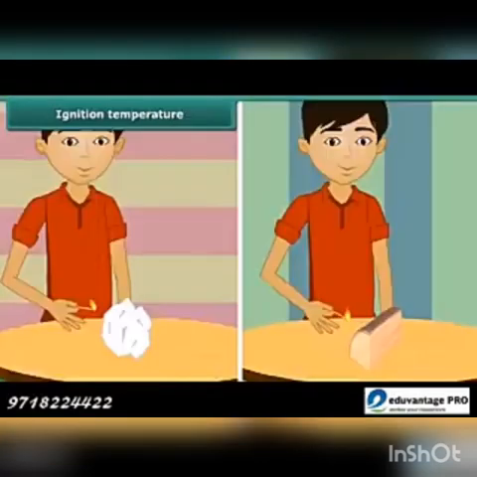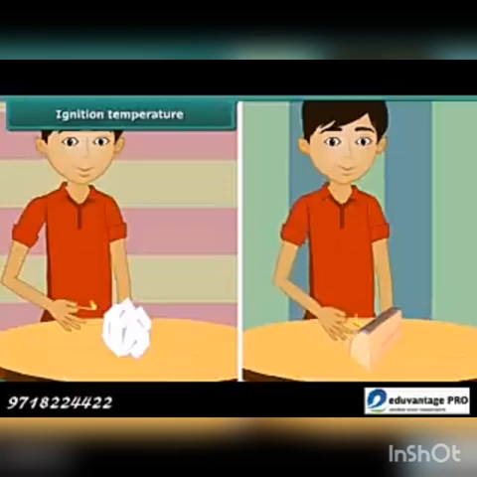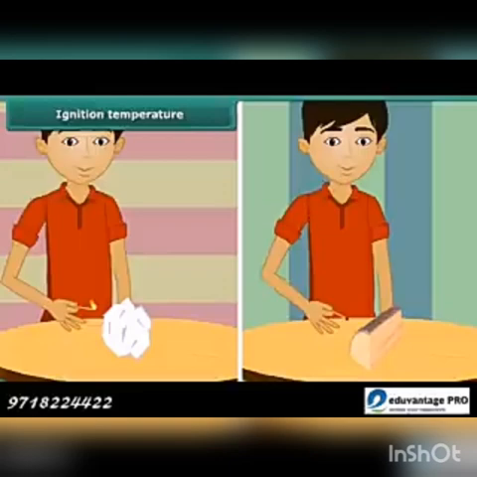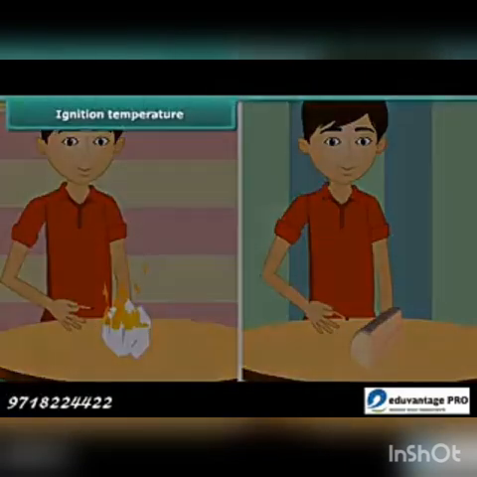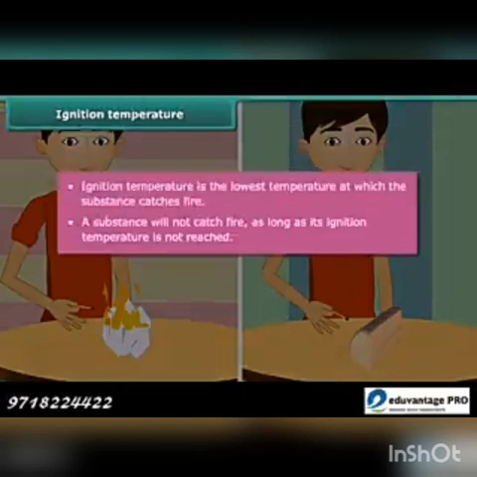We just saw that paper burns when lighted with a matchstick. Now bring the matchstick close to a piece of wood. The piece of wood does not catch fire. One lighted matchstick is not able to burn the piece of wood, but a piece of paper burnt quickly. This is because the piece of wood has not reached its ignition temperature. Ignition temperature is the lowest temperature at which a substance catches fire.